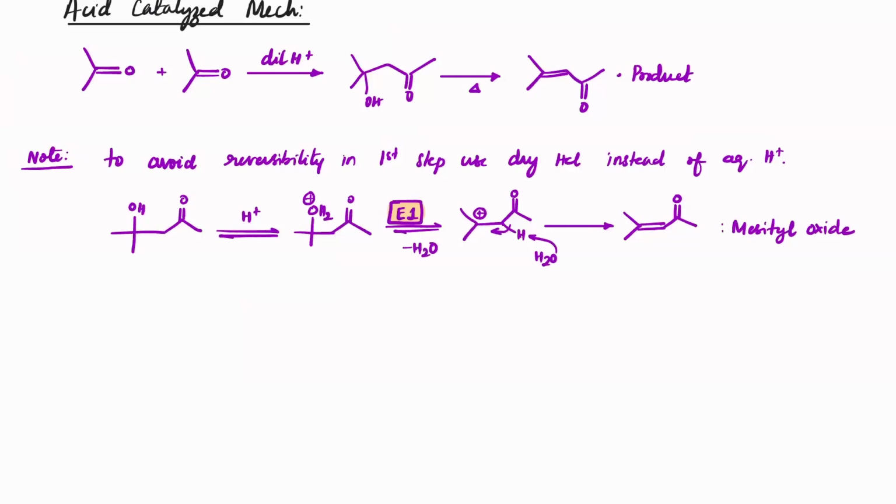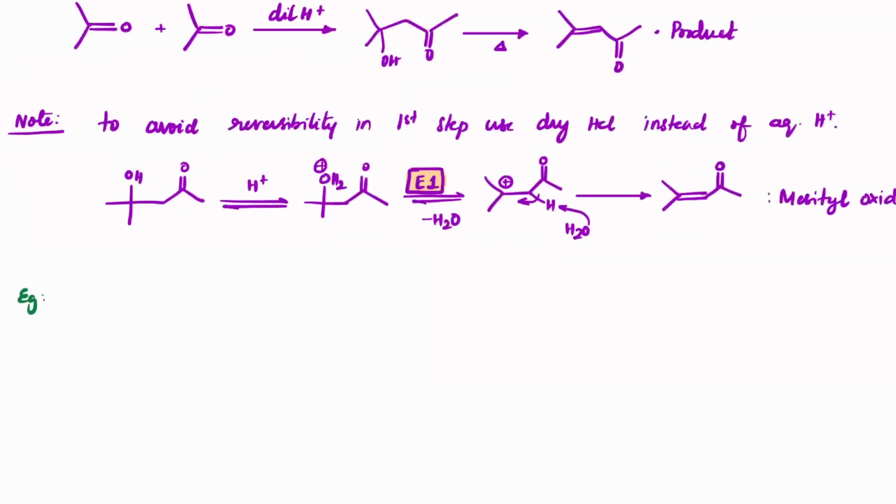Now notice some examples in this case. For instance, if you have 2 moles of acetone used and using dry HCl, what is the product you will get? See, I have not mentioned heat, everybody. You should understand that by default the elimination would happen here. So you will get this, double bond O. We just learned it. This is mesityl oxide. What if I take 3 moles?